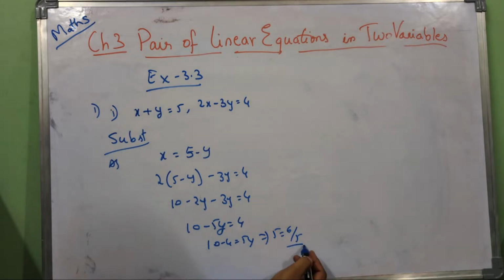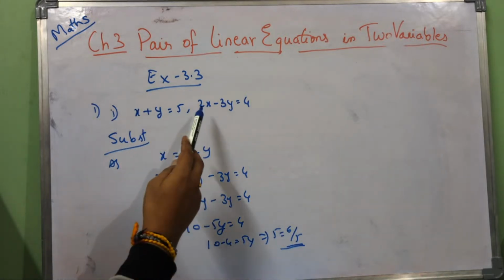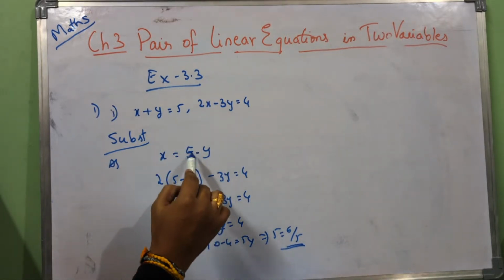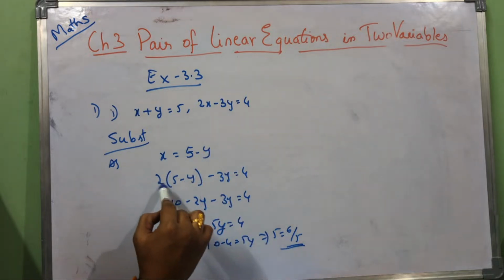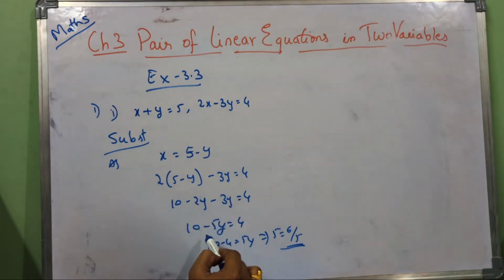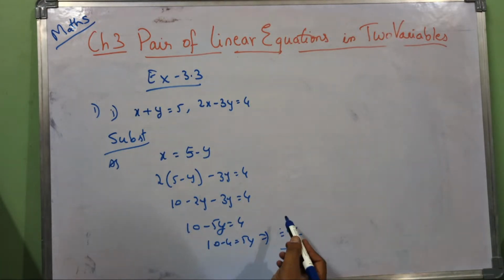Let's cross check, to be sure we didn't make any mistake. x plus y equal to 5, x minus 3y equal to 4, okay, x equal to 5 minus y, substitute x only here. 2 into 5 minus y minus 3y equal to 4, 10 minus 2y minus 3y equal to 4, 10 minus 5y equal to 4, 10 minus 4 equal to 5y. Okay, fine. Now the value is correct, that is, y value is 6 by 5.